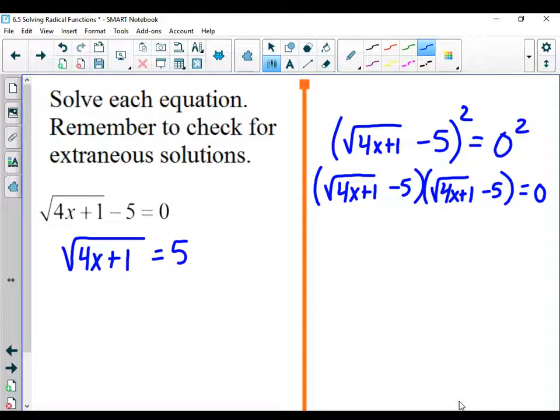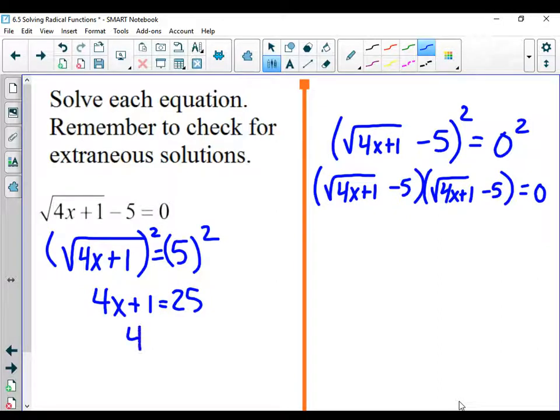And FOIL that. No thank you. Okay? Because if you finish this problem, you were done before I even wrote the second line. Okay? So if I square both sides now, my square root disappears. I'm left with 4x plus 1 equals 25. I subtract my 1. And I get x equals 6.